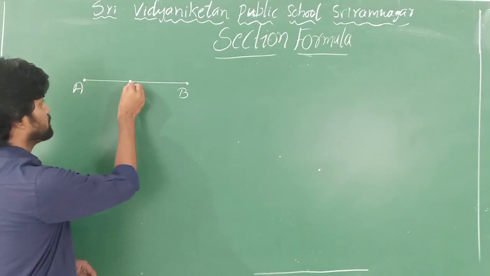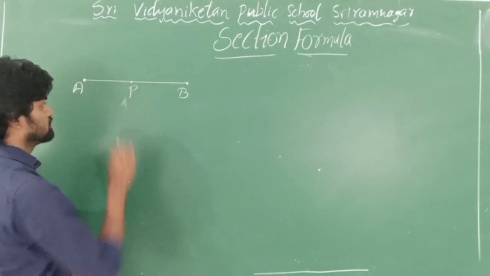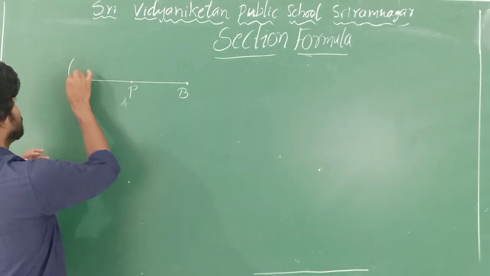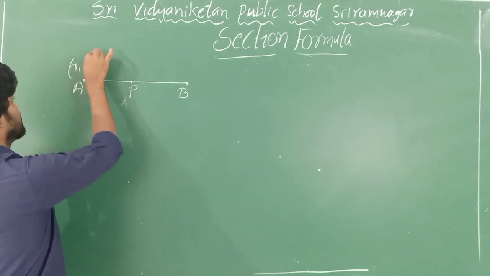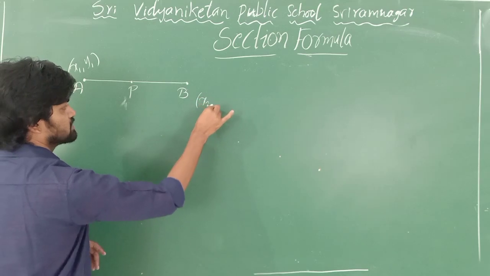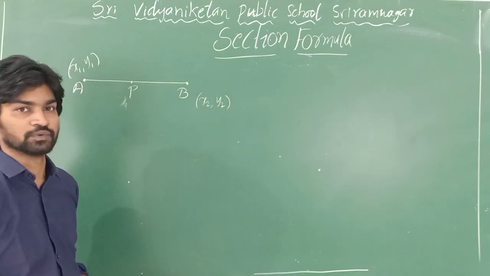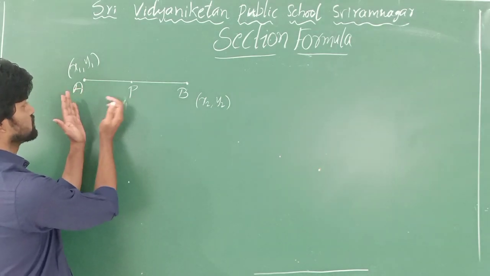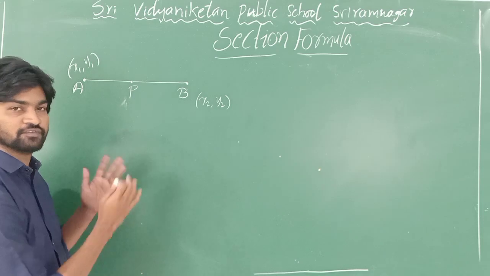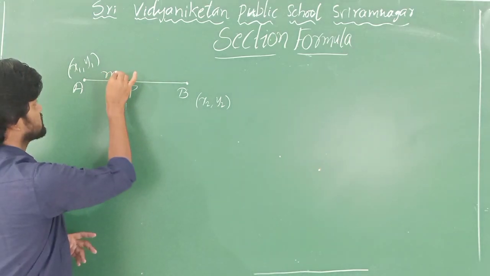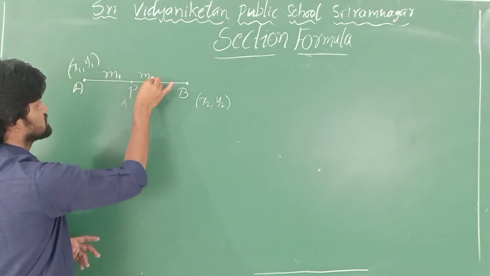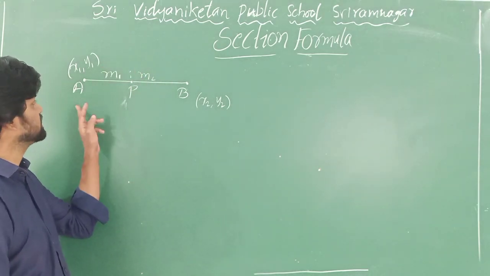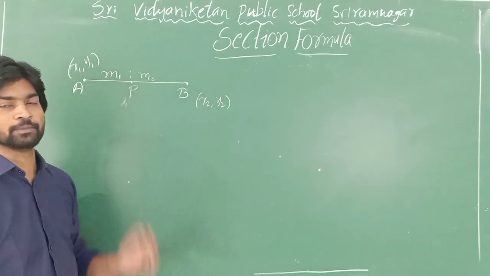Now there is a point on AB. I name it P. So two points are there here. Point A is (x1, y1). Point B is (x2, y2). See, this P is dividing this AB in some ratio. This is some part, this is another part. We don't know what it is, so let us assume it as the ratio M1 is to M2. So P is dividing AB in the ratio M1 is to M2.